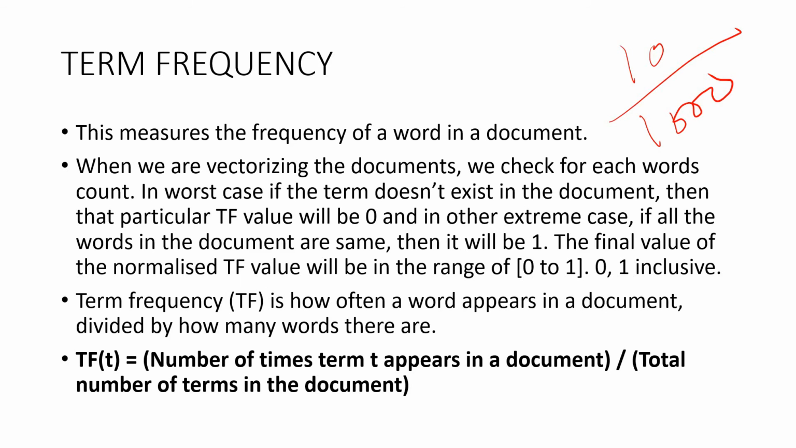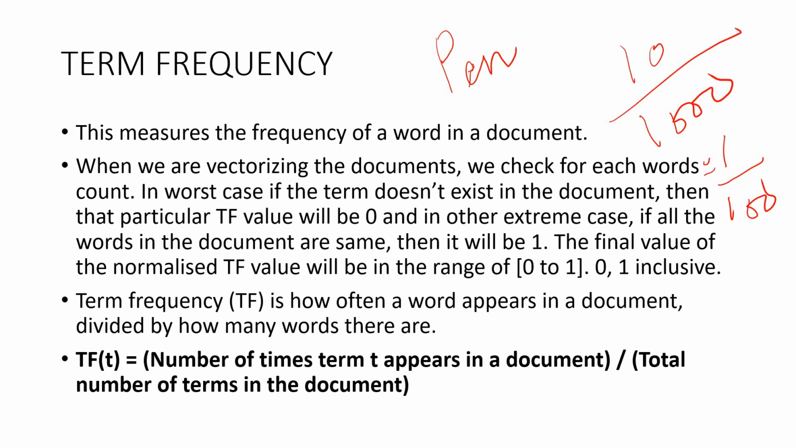What is 10 here? You are calculating the term frequency of the word pen in the document. The word pen repeats 10 times, so the number of times the word pen comes in the document is 10. The total number of terms in the document is 1,000. Then what is the term frequency? It is 10 by 1,000, which is equal to 1 by 100. This is the way you calculate it.